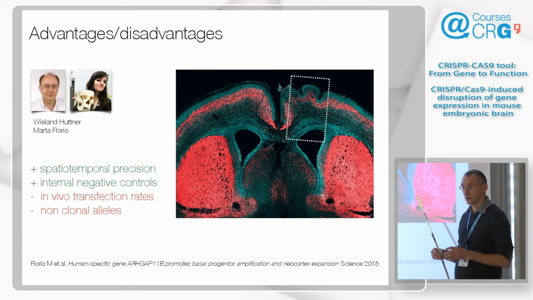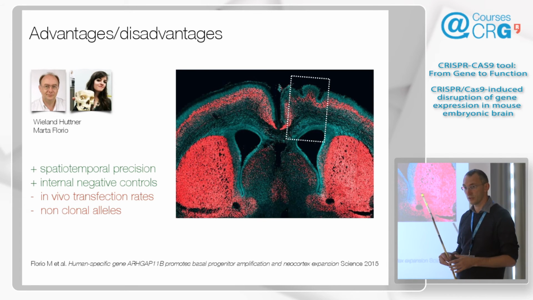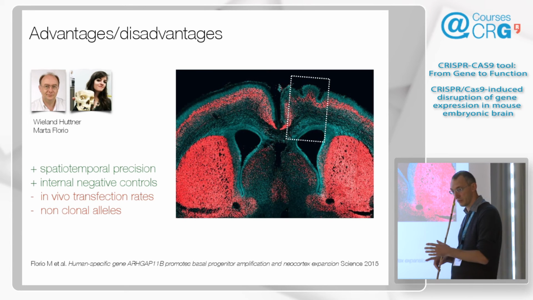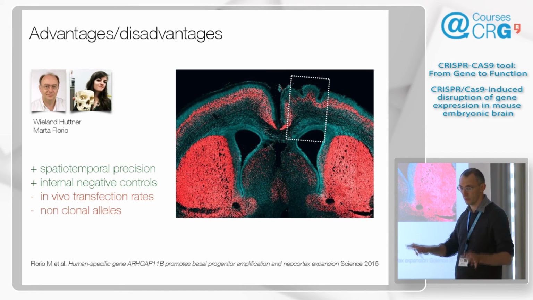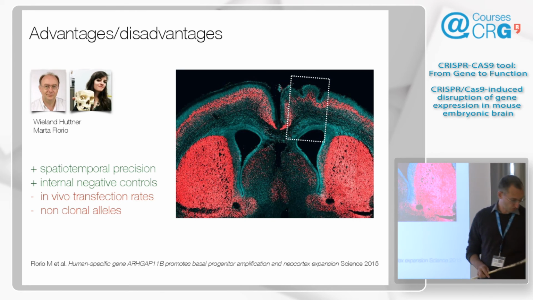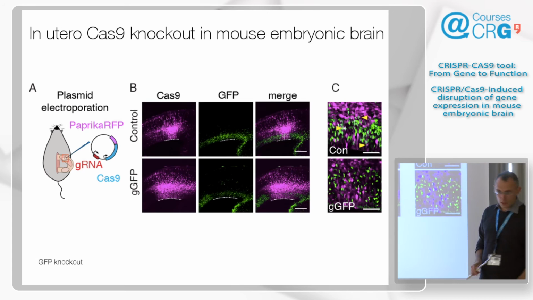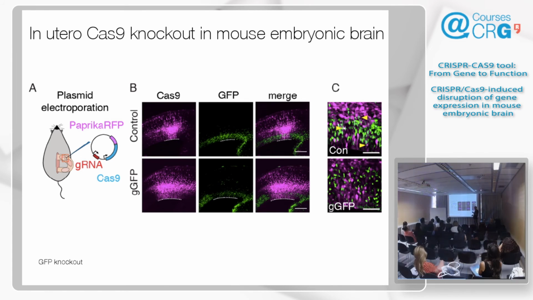And this slide also illustrates one of the big advantages of the technique, that you have an internal control. You only electroporate a part of the brain, and you have the rest of the brain as a control. Of course, this is also a disadvantage if global effect is what you are after. And in that case, this technique is not very useful. But for studying cell biological processes at the level of development, this is actually really, really useful.